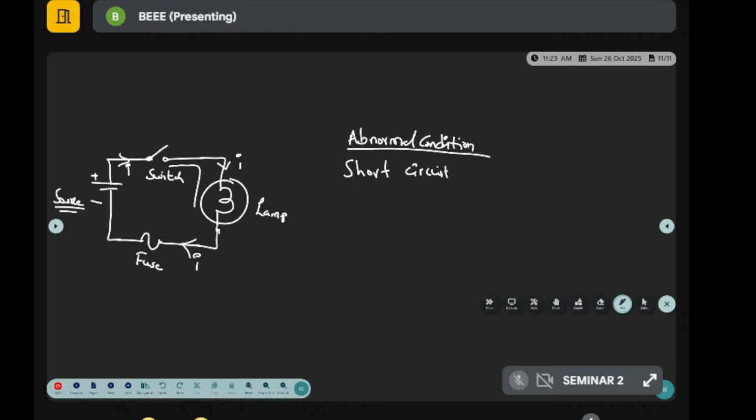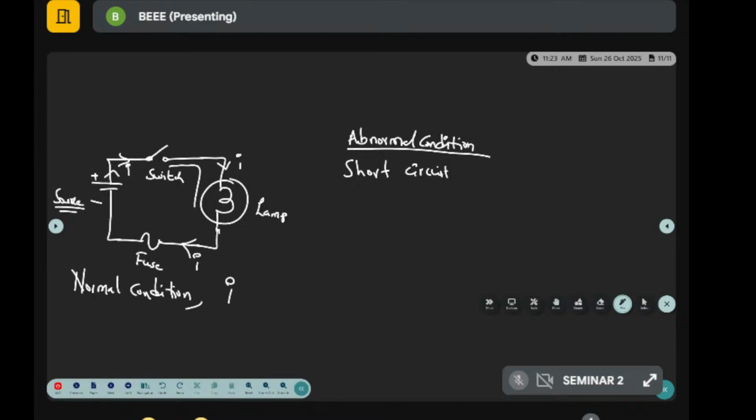In the normal condition, how much current is flowing? I current is flowing. What is the current flowing to the lamp? I. What is the current flowing to the fuse? I. The current which is delivered by the voltage source is I. This is the normal condition.